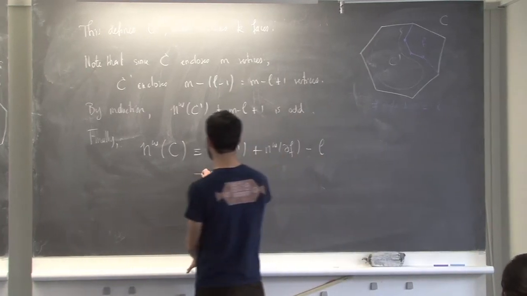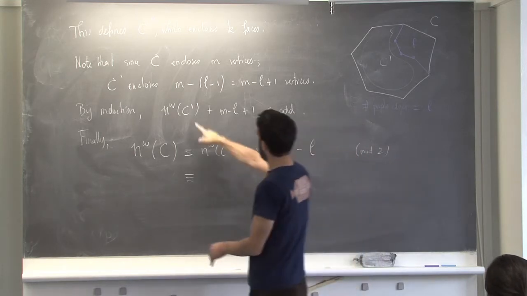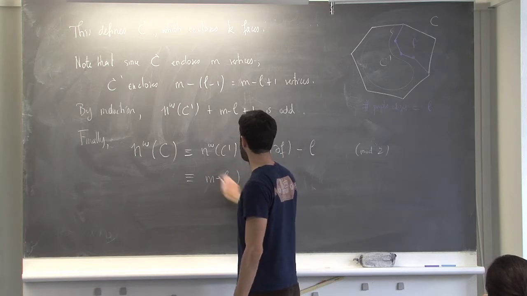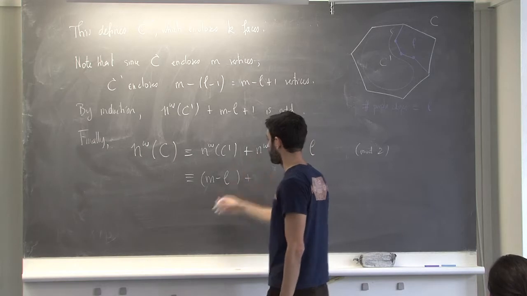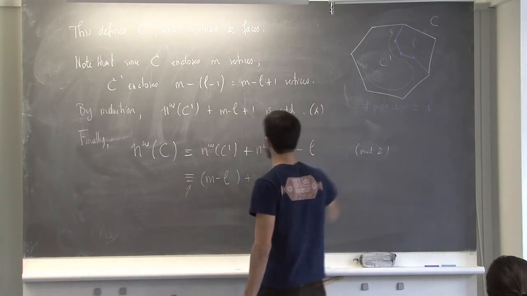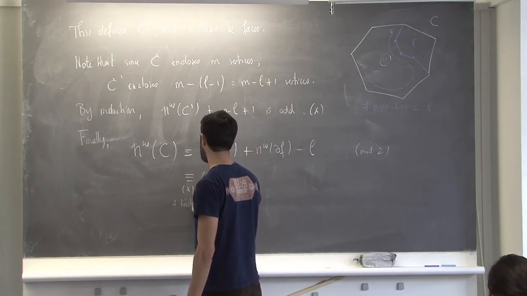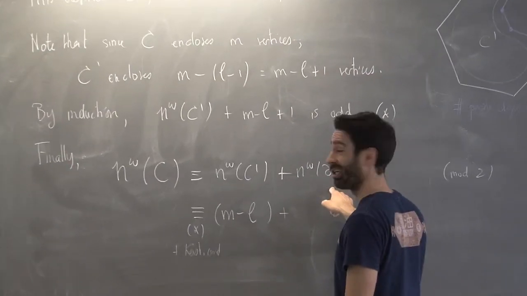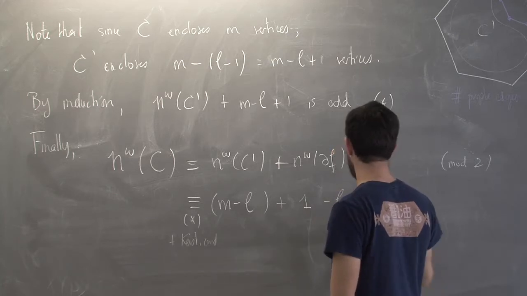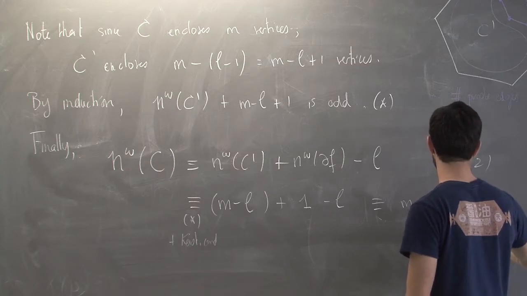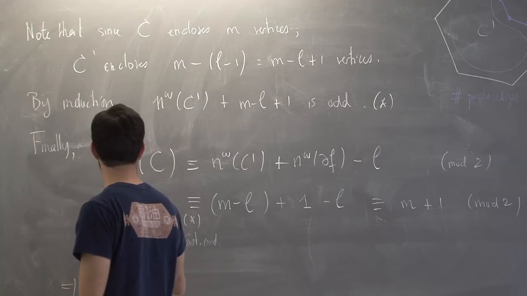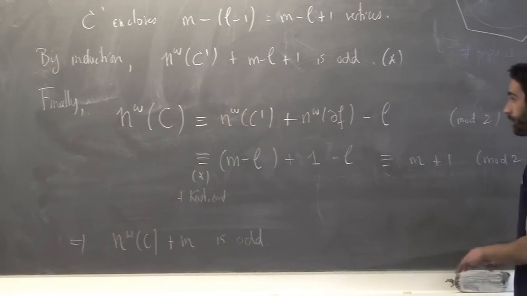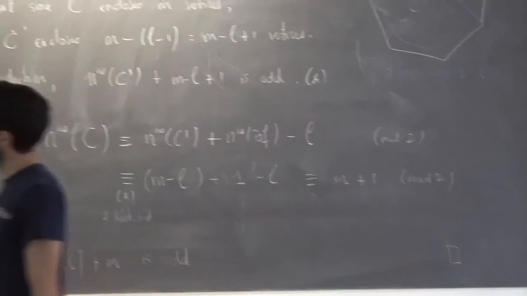Okay, now this means that the first term is congruent to, by induction plus the Kasteleyn condition, m minus L plus 1, so this must be odd, right? Minus L, so this is congruent to m plus 1 modulo 2. So it means that n omega of C plus m is odd. And this is what we're trying to prove.